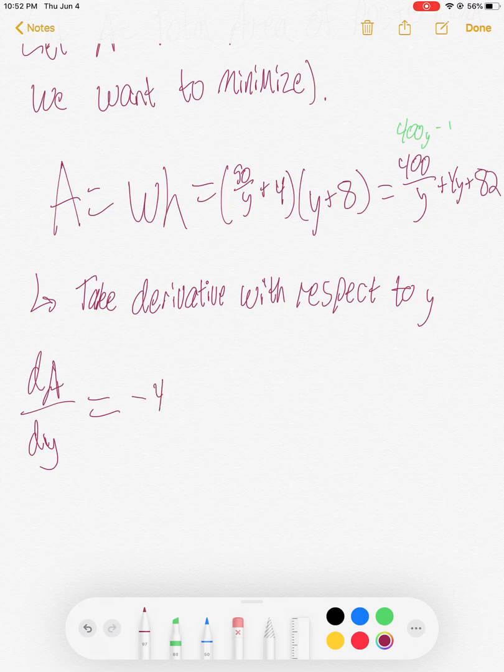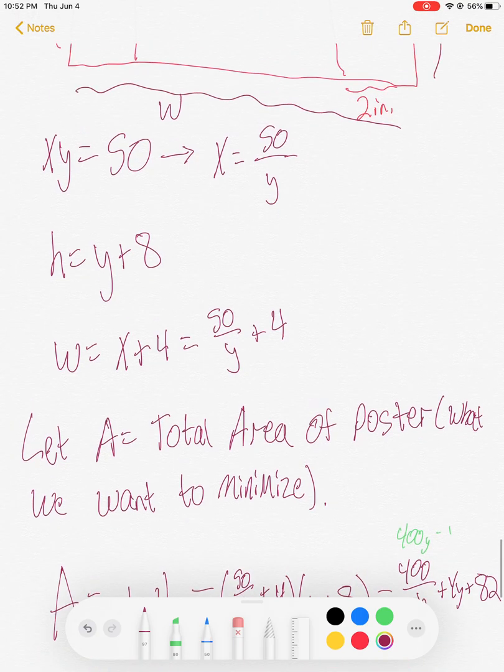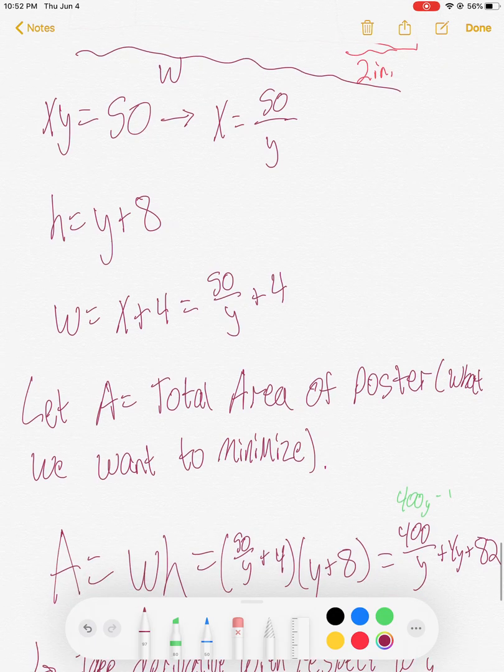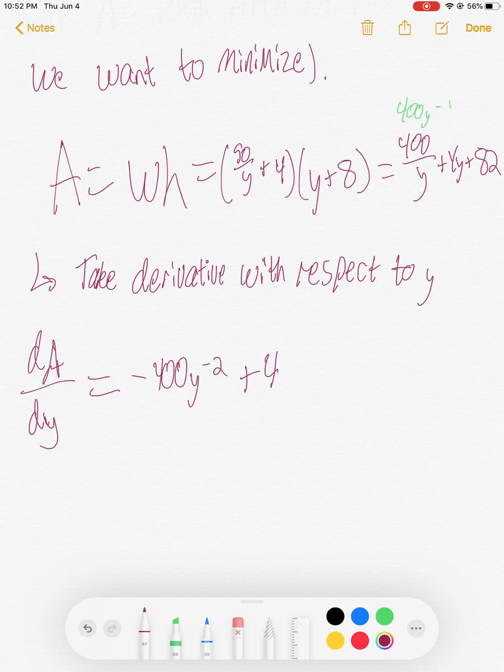So now whenever I take the derivative of both sides with respect to y, okay, so that's 400 y to the negative 1. So that derivative is going to be negative 400 y to the negative 2. Let me finish taking this derivative, and then let me make a comment. The remaining derivative is just 4, because the derivative of 4y is just 4, and the 82, its derivative is 0.